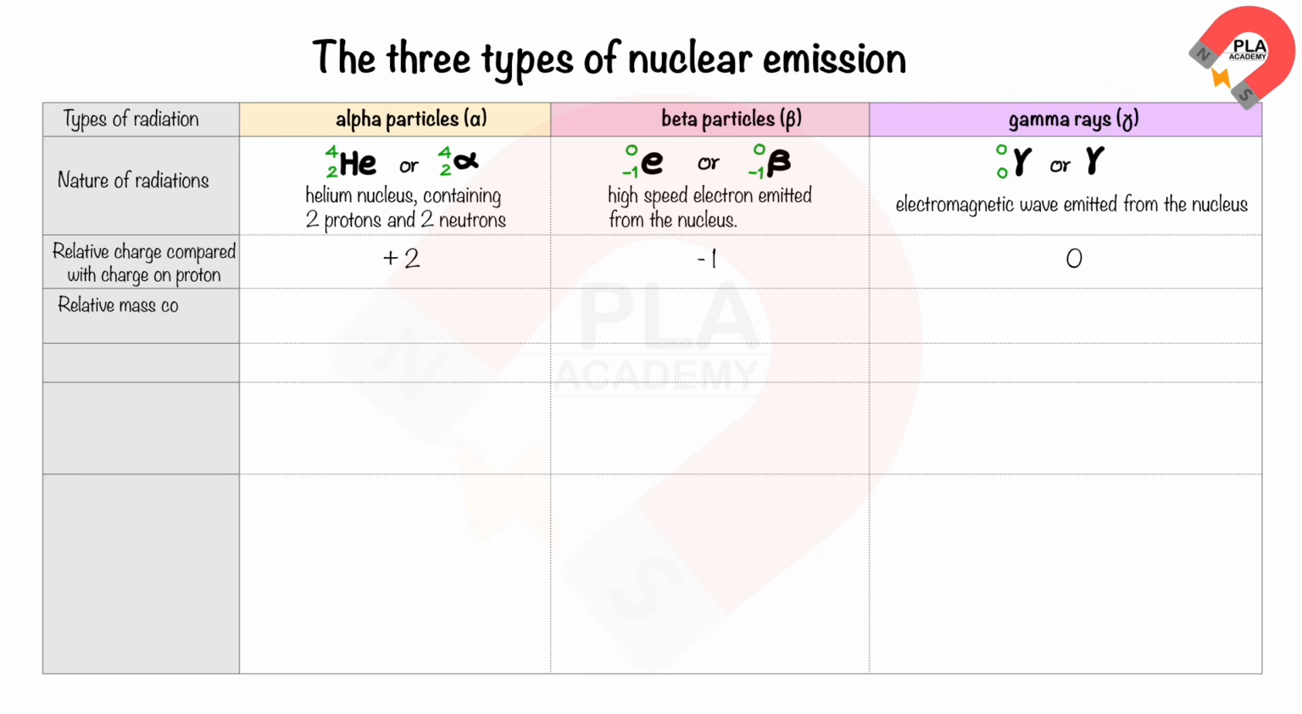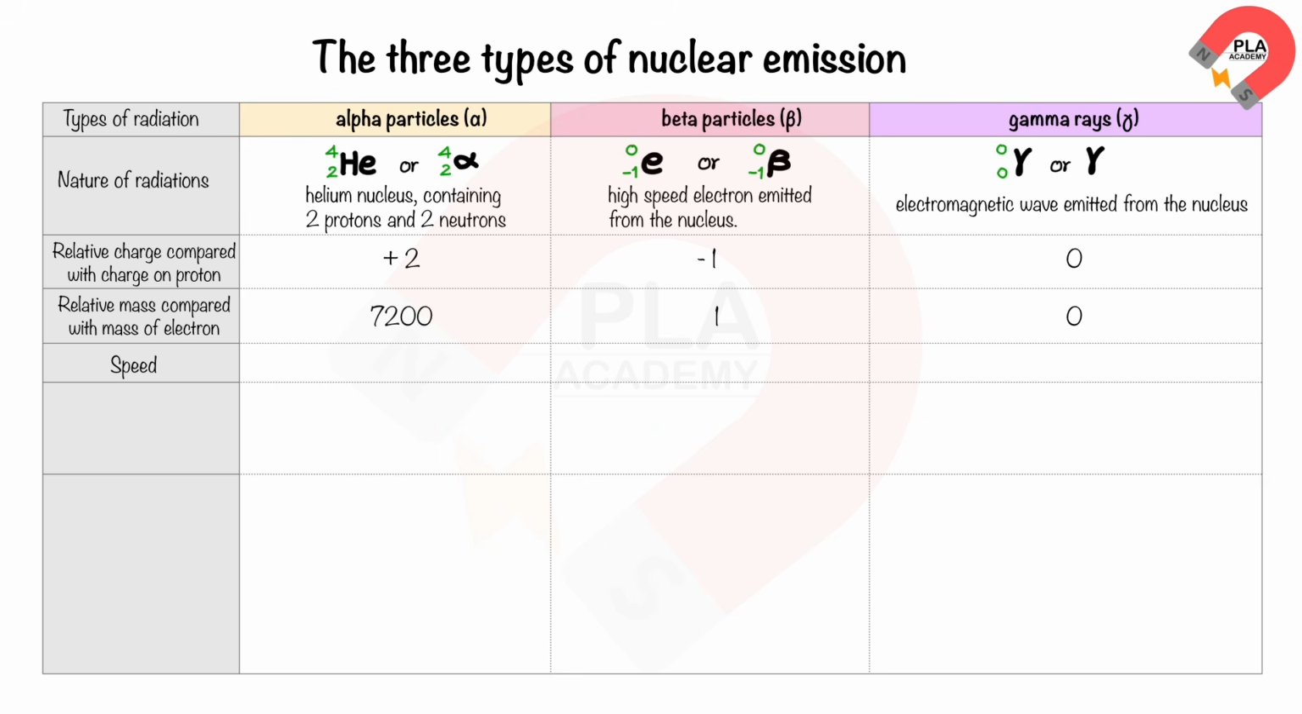Relative mass of alpha compared with mass of an electron is approximately 7,200. This is because each proton and neutron is about 1,800 times heavier than an electron. Relative mass of beta is 1, equal to the mass of an electron. Relative mass of gamma is 0, because it is an electromagnetic wave that has no mass.